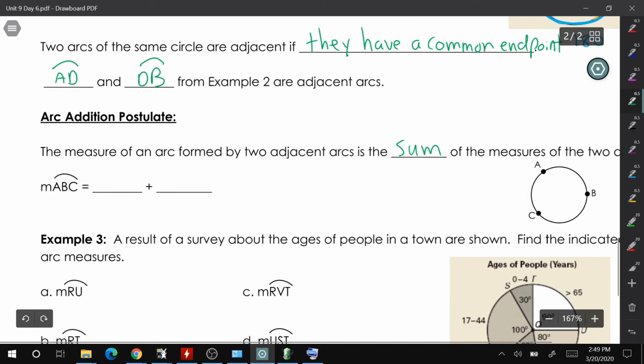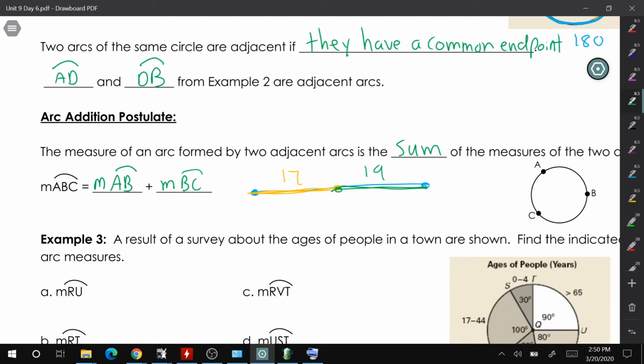So ABC, that was the measure of arc AB and the measure of arc BC. So it's kind of like that angle addition postulate where we talked about at the beginning of the year, that if I have a line and I know that this part is 17 and this part is 19, that you add them up to get the whole distance. So that's what this is pretty much talking about, but it's referring to arcs, not segments this time.